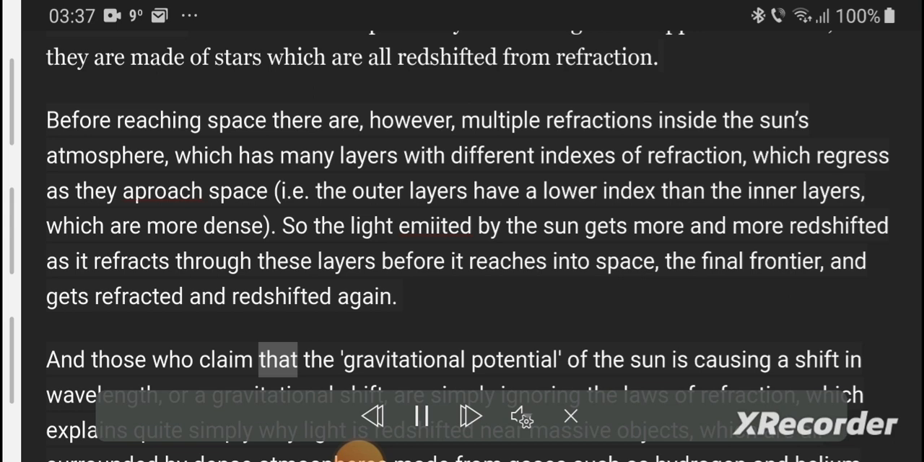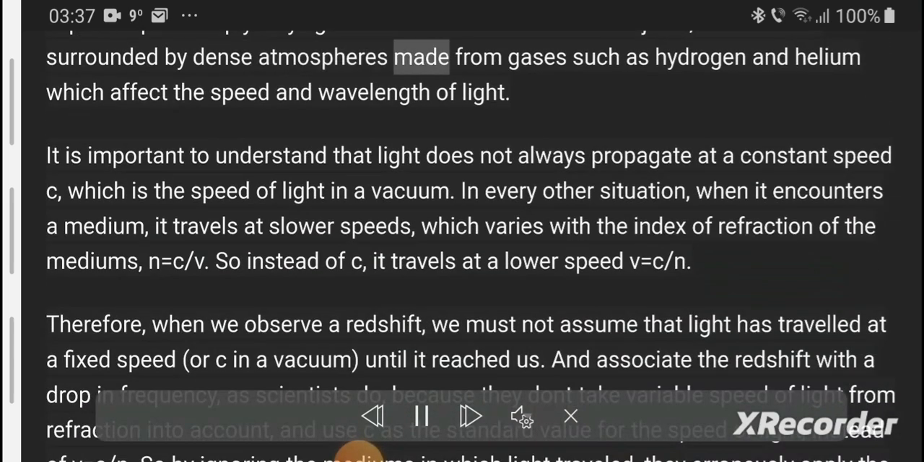And those who claim that the gravitational potential of the Sun is causing a shift in wavelength, or a gravitational shift, are simply ignoring the laws of refraction, which explains quite simply why light is redshifted near massive objects, which are all surrounded by dense atmospheres made from gases such as hydrogen and helium, which affect the speed and wavelength of light. It is important to understand that light does not always propagate at a constant speed c, which is the speed of light in a vacuum.